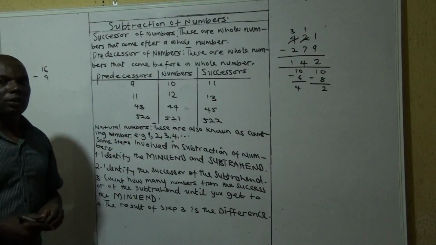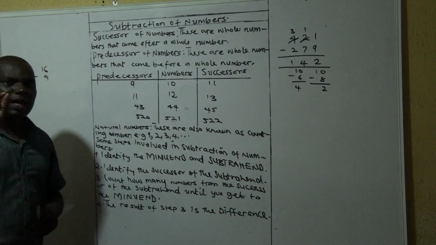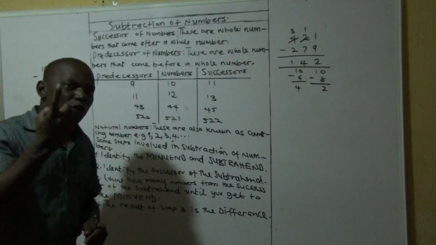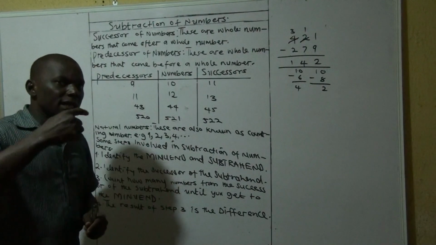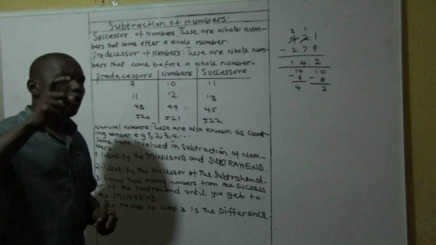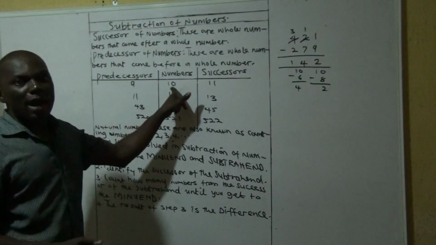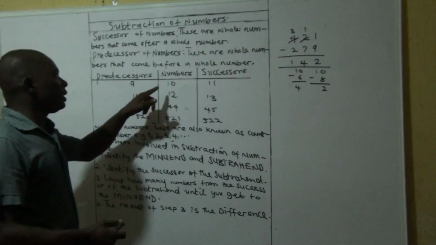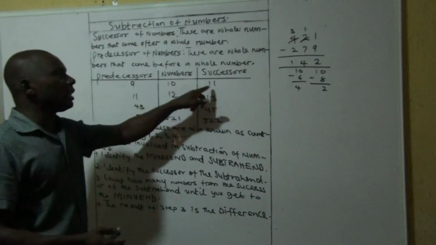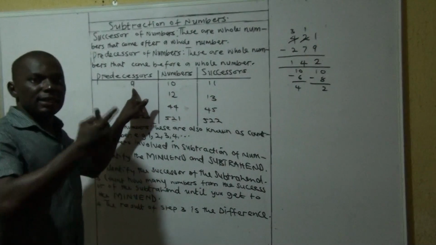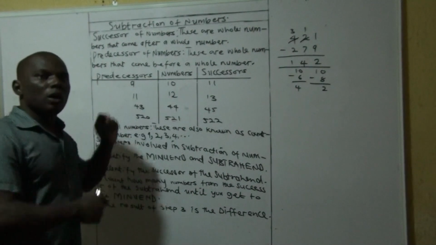Okay, now another thing you should know at this point is that for every even number, the successor and the predecessor must give you an odd number. Look at 10, it is an even number because 2 can divide it, or it ends with 0. The successor is 11, which is an odd number, and the predecessor is 9, which is also an odd number.